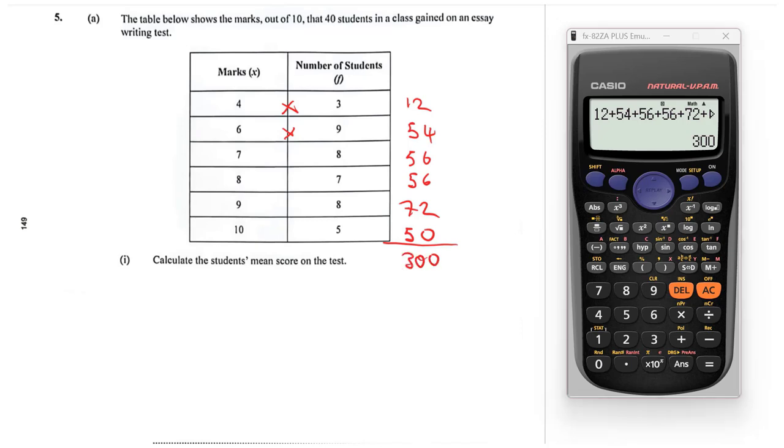So in order to get the mean, the mean is going to be 300 divided by the total number of students. So that is equal to 300 divided by 40, and that's 7.5. So the mean score is 7.5.